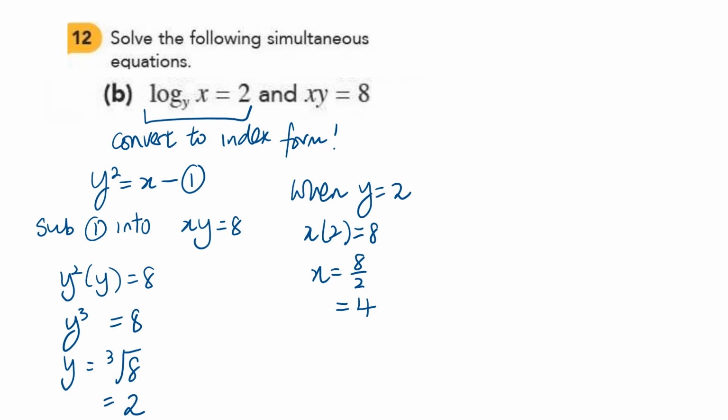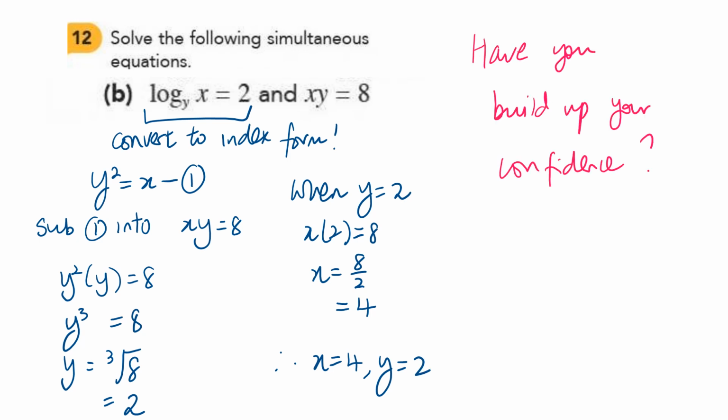So can you see how fulfilling, how simple this is? Yes, I'm sure you have built up your confidence.